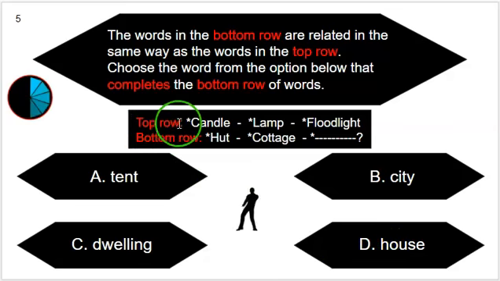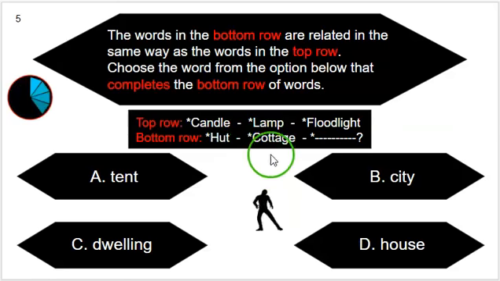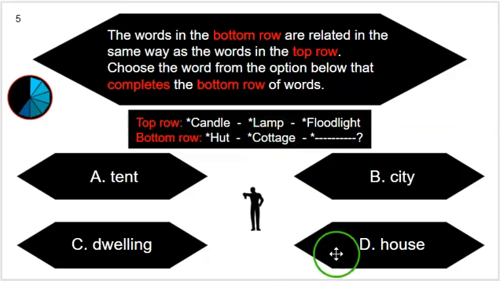Here in the top row, we have words which are related. Candle is related to lamp, and lamp is related to floodlight. In the bottom row, we have the word hut. Cottage is related to hut, and house is related to cottage. So the answer is option D, house.